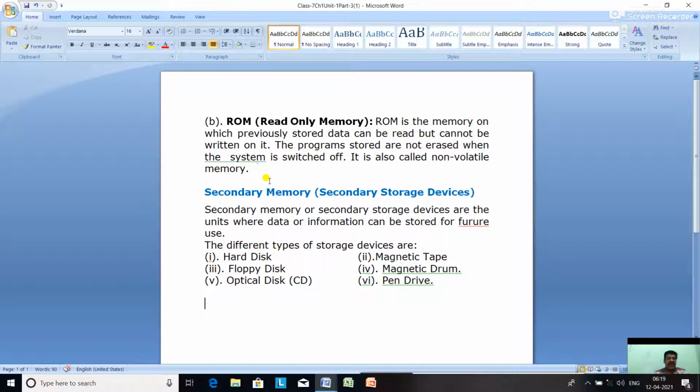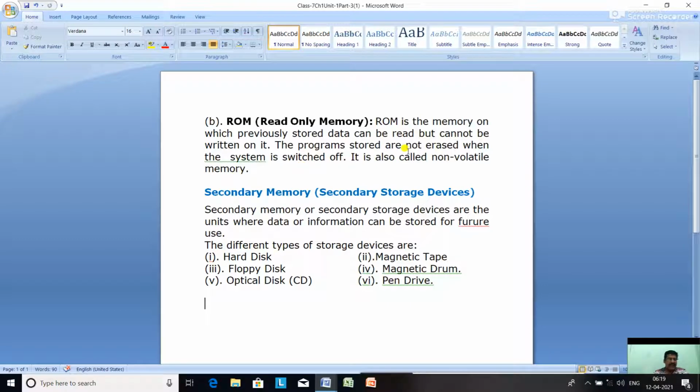Not like RAM. In the RAM, what happens? Programs are erased whenever the system is switched off, the computer is switched off. But in this, the programs stored are not erased when the system is switched off. That's why it is called non-volatile memory.